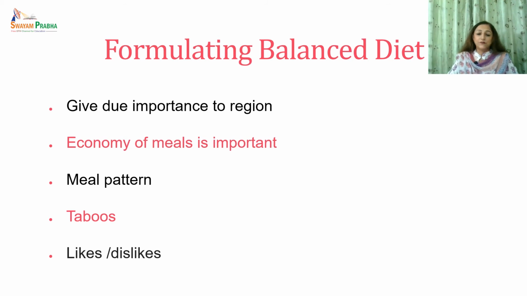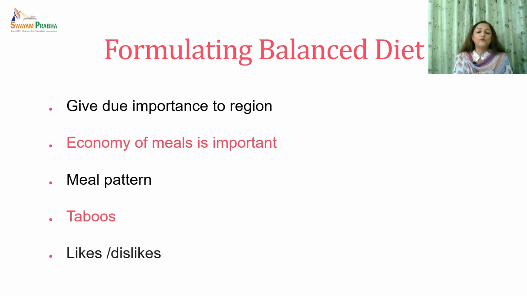Another important point is to give due importance to the region where we are going to plan the diet. Along with the region, what changes is the dietary pattern. For example, people who are staying in North India have a different feeding pattern and different menus, and when we go down south, different food ingredients are available. So it will vary. When we are planning a balanced diet, we must consider where the person is putting up, where the person is staying.